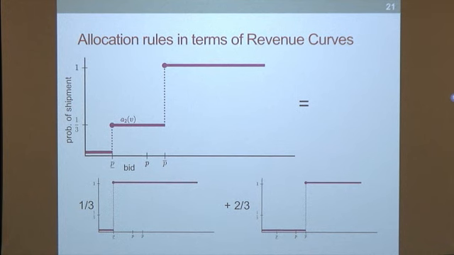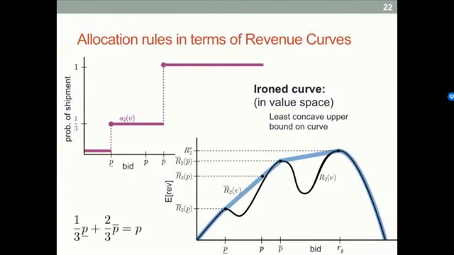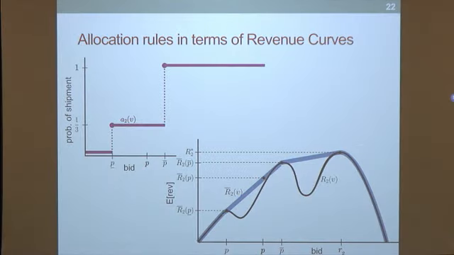Okay. So the point is that if we go back to our revenue curve, which in this case is like this black wavy thing, we can actually implement the revenue along this blue curve here.